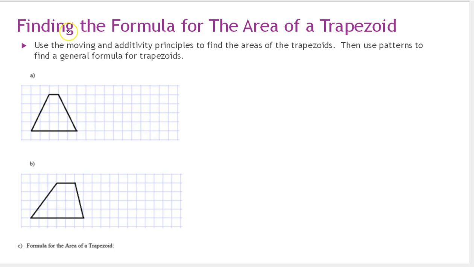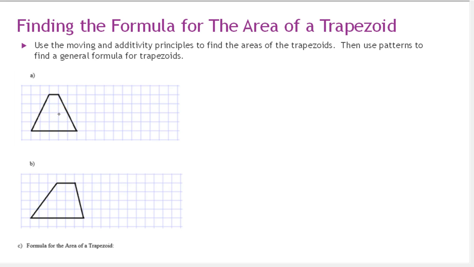In this video, we're going to find the formula for the area of a trapezoid. Use the moving and additivity principles to find the areas of the trapezoids, then use patterns to find a general formula for trapezoids. Okay, so both of these are images of trapezoids.